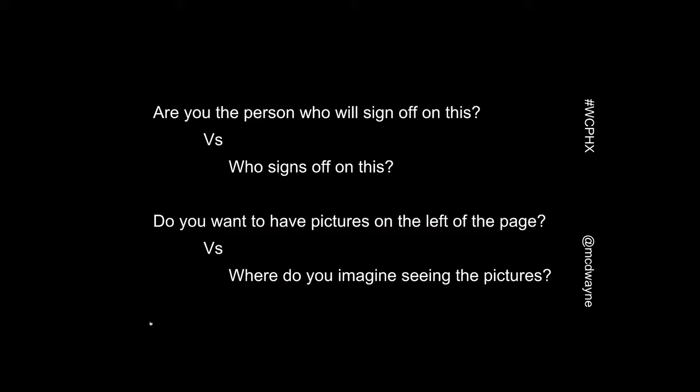Asking someone specifically, like, do you want this on the left side of the page, and they're not 100% sure what page layout even means, is a much different answer than, like, where do you imagine seeing the pictures when you log in? When you get your page, where do you imagine this looks like? Very different answer. And then a yes or no.